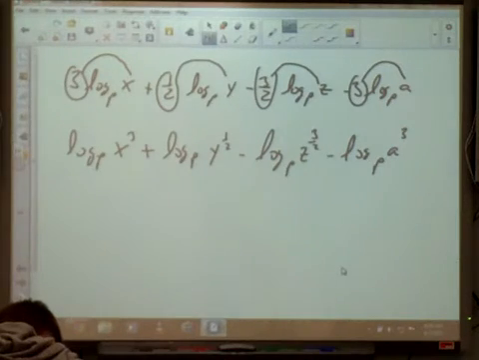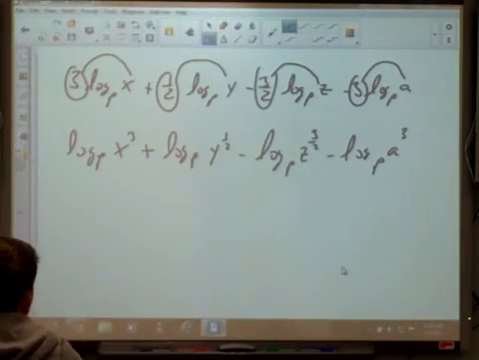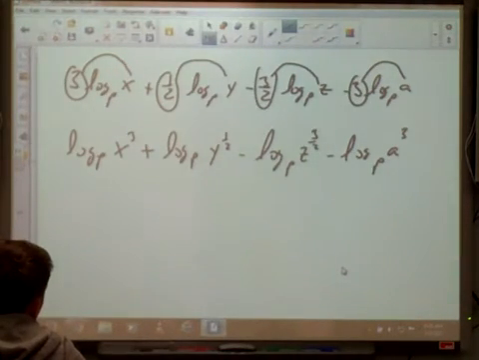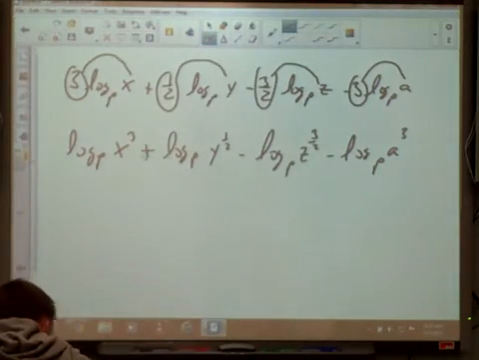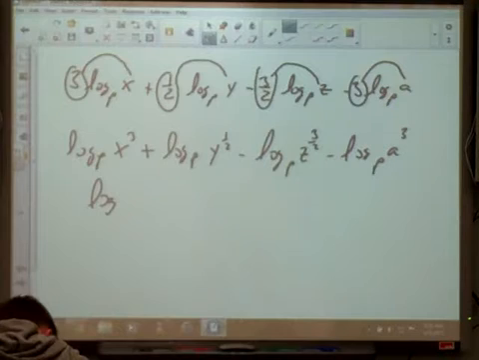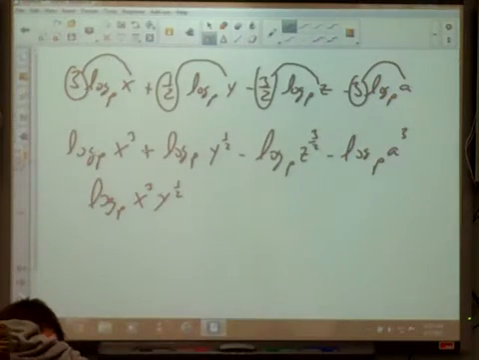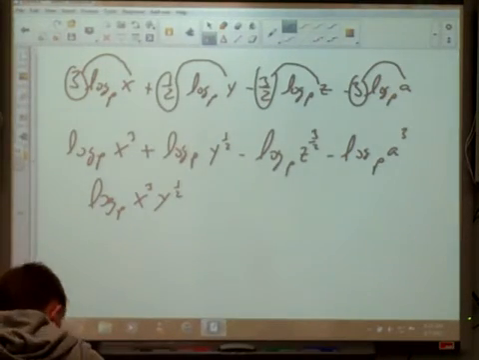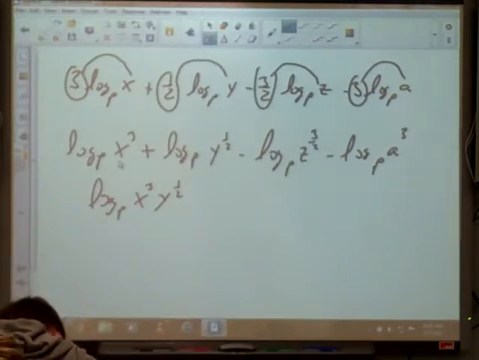Now, you're just going to work left to right on that addition and subtraction. Remember that addition is multiplication and subtraction is division. So, first off right here, I'm going to have log base P of x cubed times y to the 1/2. That took care of that addition piece there, right? Are you okay on that?